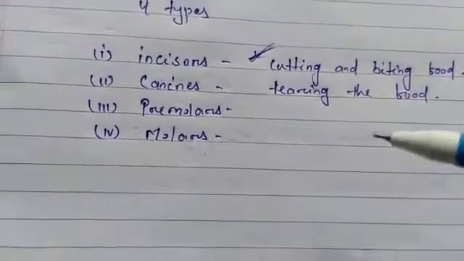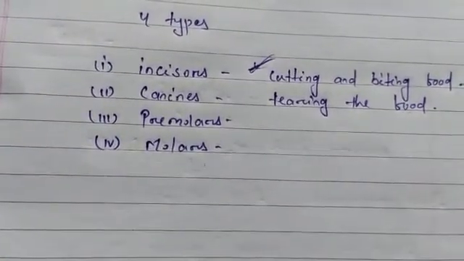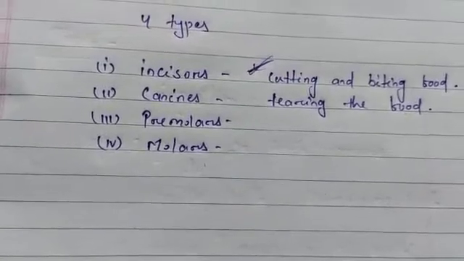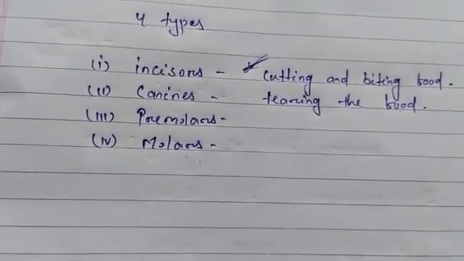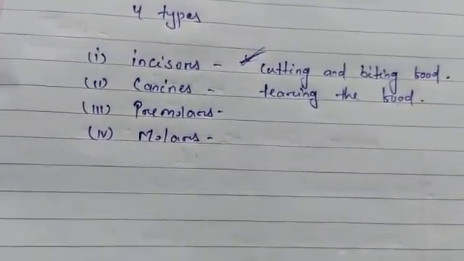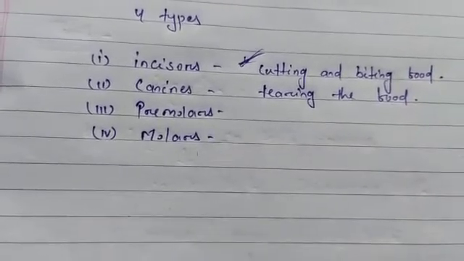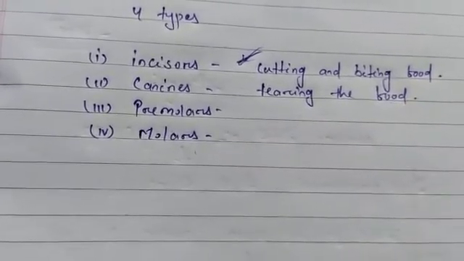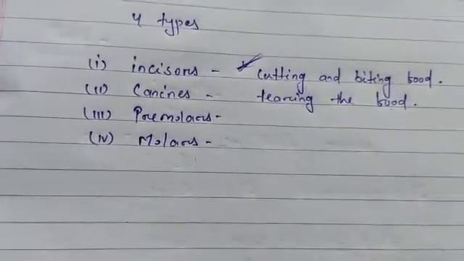Next to the canines, premolars are present. Premolars have ridges on the top. These teeth are very flat and broad, so they help in crushing, grinding or chewing the food. Each jaw has 4 premolars. That means 4 in the upper jaw and 4 in the lower jaw. Because they are very flat and broad, we can easily crush or chew the food with the help of the premolars.